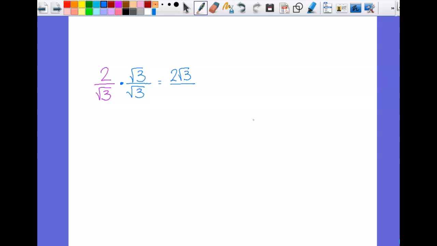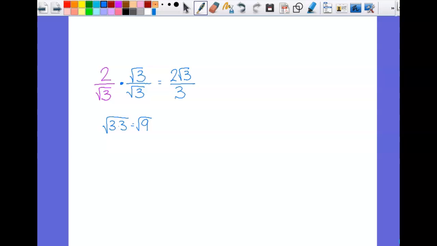Square root of 3 times the square root of 3 is technically the square root of 3 times 3, so the square root of 9. And what's the square root of 9? 3. Square root of 5 times the square root of 5 is the square root of 25, which is 5.